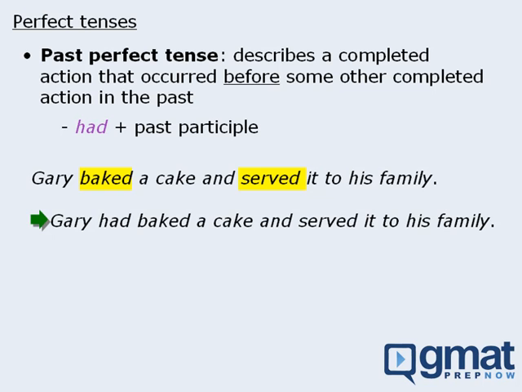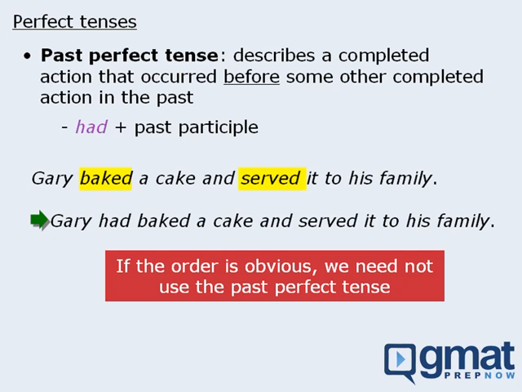Now, it is not grammatically incorrect to write, Gary had baked a cake and served it to his family. But it isn't really necessary to do so, since we can tell from the context that the baking must have occurred before the serving. So if the order of the actions is 100% obvious, we need not use the past perfect tense, although it's still okay to do so.